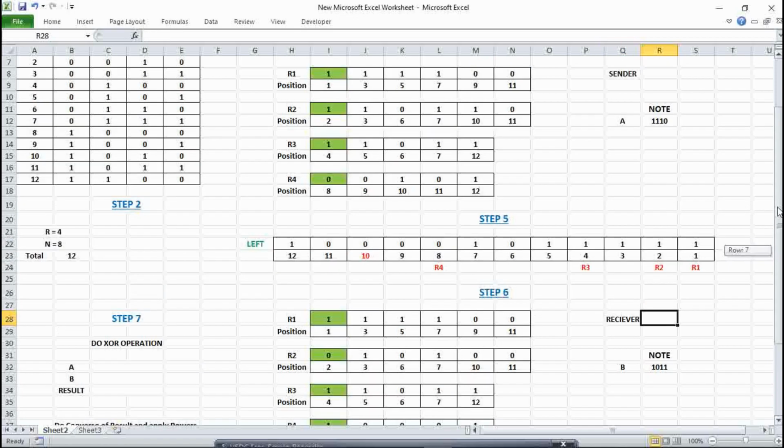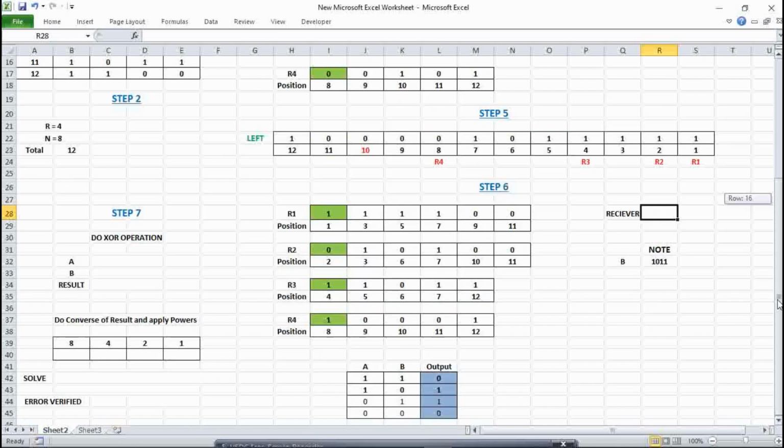This is my sender side code and this is my receiver side code. Now we will do the XOR operation. XOR operation is very easy. This is the concept where we do addition and subtraction in the computer-wise manner. If the code from top to bottom is 1 1, the output will be 0. 1 0, the output will be 1. 0 1, the output will be 1.